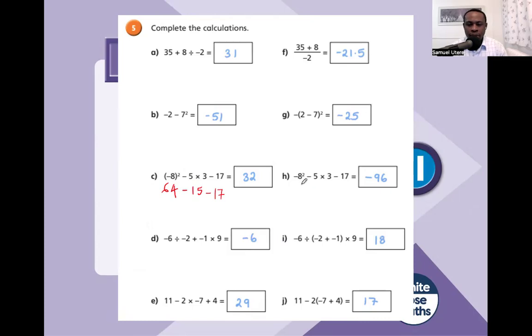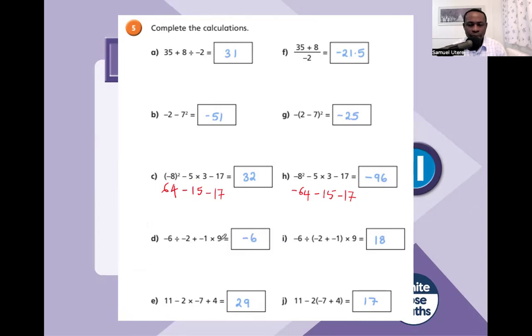And then here you have to do, this is different from this. So this is an interesting one. So you're going to have negative 64. Then you do the multiplication, subtract 15, subtract 17. So it's like saying negative 64 subtract 32, which would be negative 96.